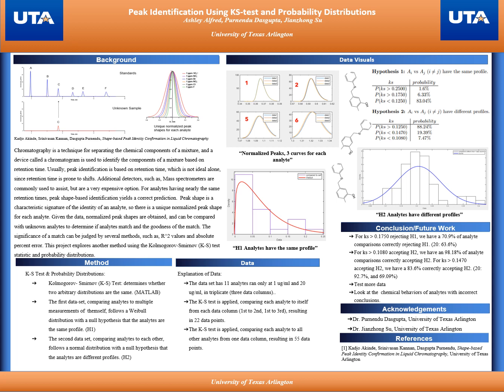Peak shape is a characteristic signature of the identity of an analyte, so there is a unique normalized peak shape for each analyte. Given some data, one could normalize peak shapes and then compare those shapes with unknown analytes to determine if the analytes are a match and the goodness of the match. And you can judge that by several methods such as R-squared values and absolute percent error.